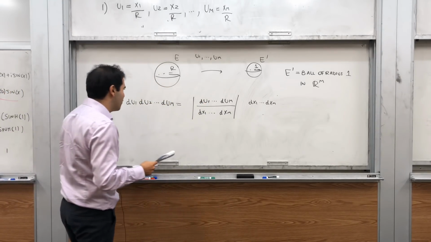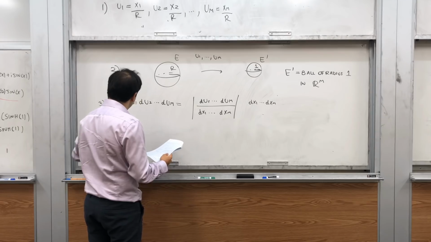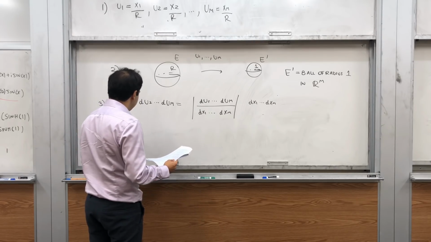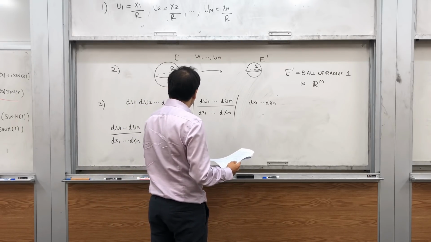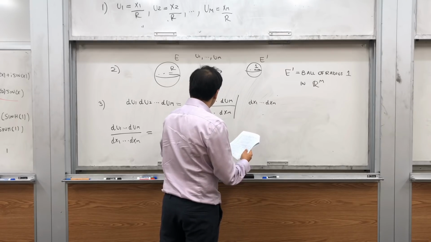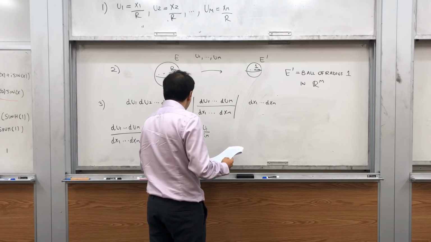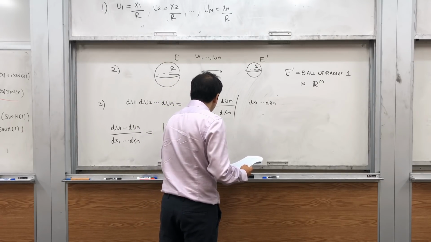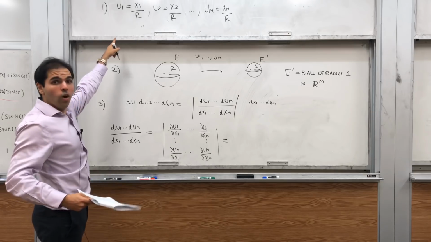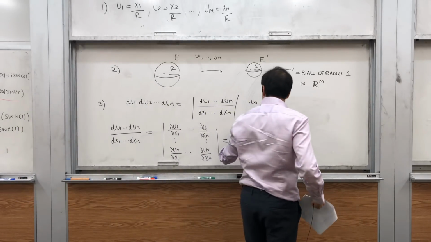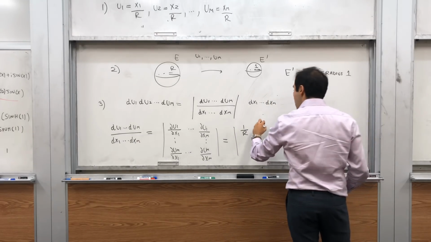It's the determinant of all the possible partial derivatives. So du1, dum up to dx1, dxm becomes just the determinant of the matrix with entries partial u1 over partial x1, partial u1 over partial xm, down to partial um over partial x1, partial um over partial xm. But here's the cool thing. So u1 only depends on x1. So you just get partial u1 over partial x1 is 1 over r. Everything else is 0.